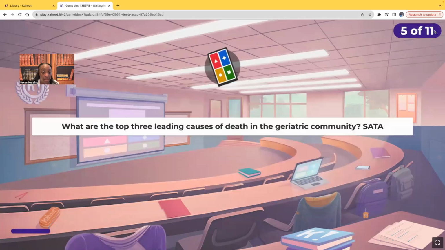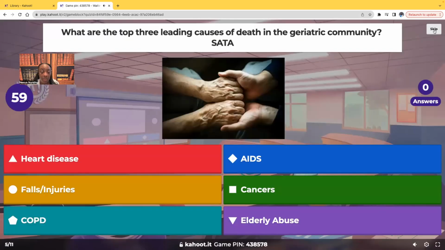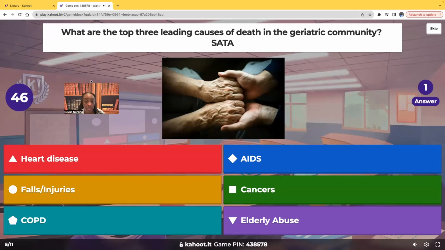Select all that apply. What are the top 3 leading causes of death in the geriatric community? Is it heart disease, AIDS, falls or injuries, cancers, COPD, elderly abuse? Choose 3. Select all that apply, but choose 3. What are the top 3 leading causes of death in the geriatric community?